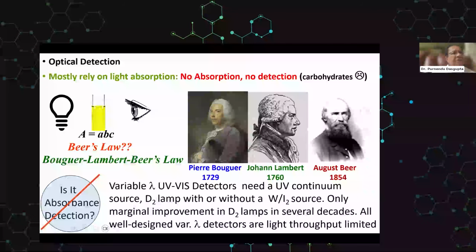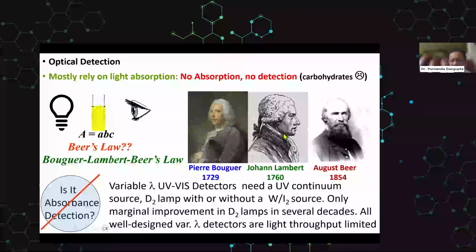Now let's go to optical detection. I have very little time left, but light has to be absorbed to do anything, and we talk about Beer's law all the time. I can't help it, but this is Pierre Bouguer. He's the first one, in 1729, who said that light is extinguished exponentially with distance.